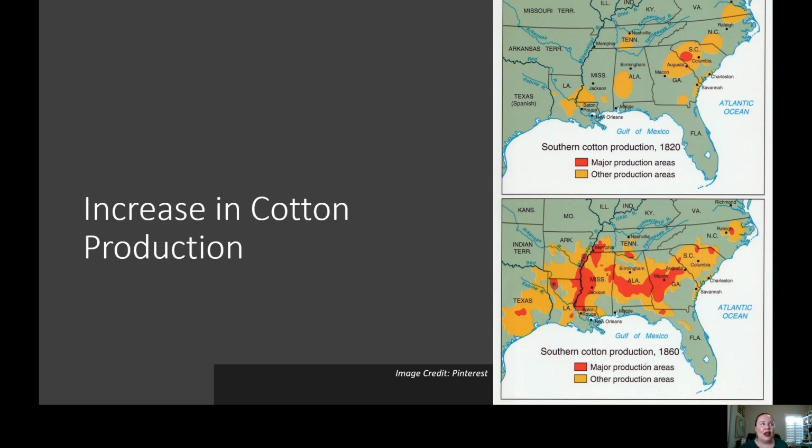The better quality soil in these regions, right, that wasn't already exhausted by tobacco production.